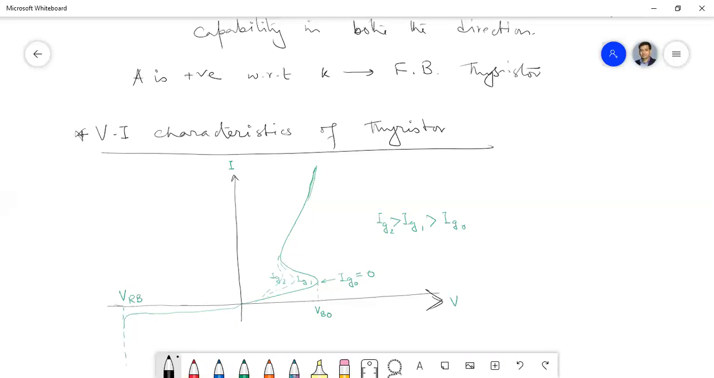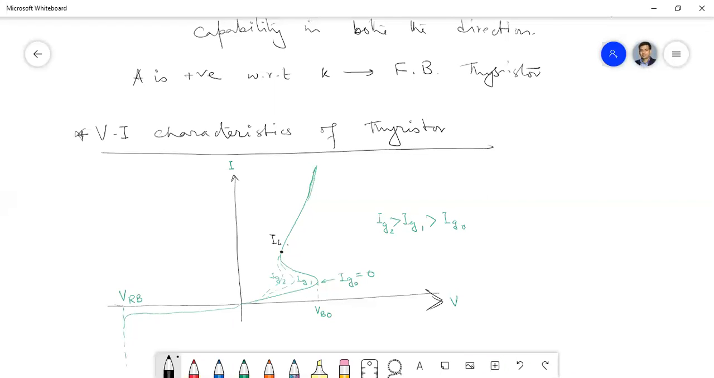Okay, now there are two things. One is called the latching current and the other is the holding current. So this value is called the latching current. I will discuss this later, because latching current and holding current are two different values, and latching current is generally more than the holding current.